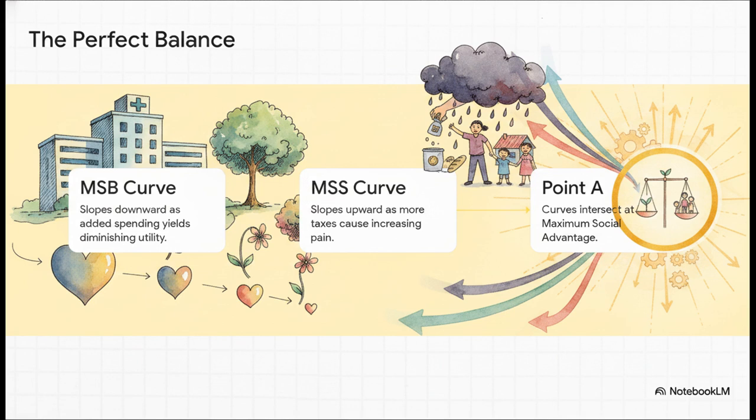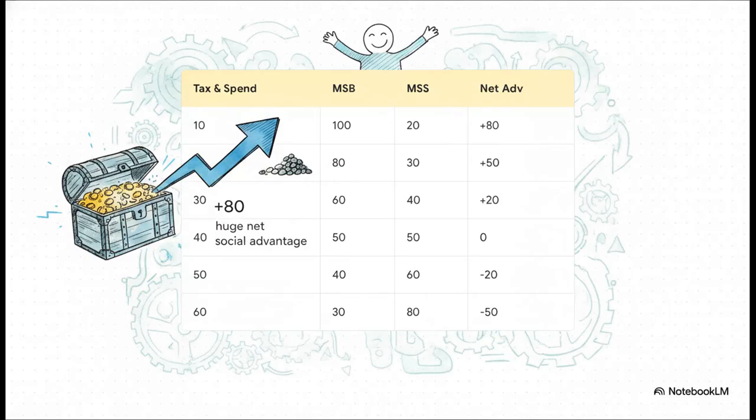They cause increasing pain. The magic happens where these 2 forces intersect. Point A. That is the sweet spot of maximum social advantage. Let's ground this in some actual hard numbers to make it concrete. Imagine tracking tax and spending from 10 to 60 crores.